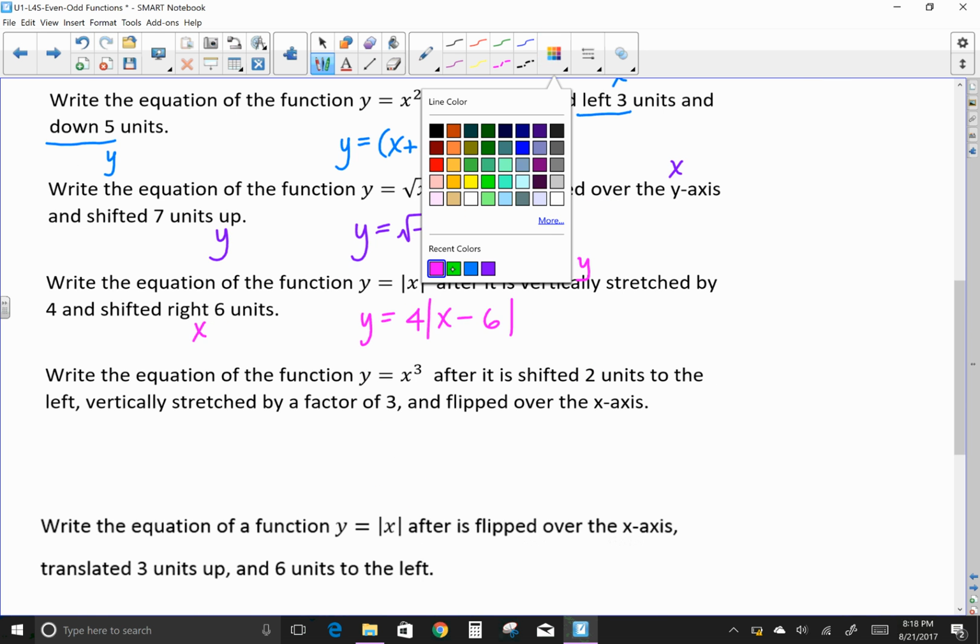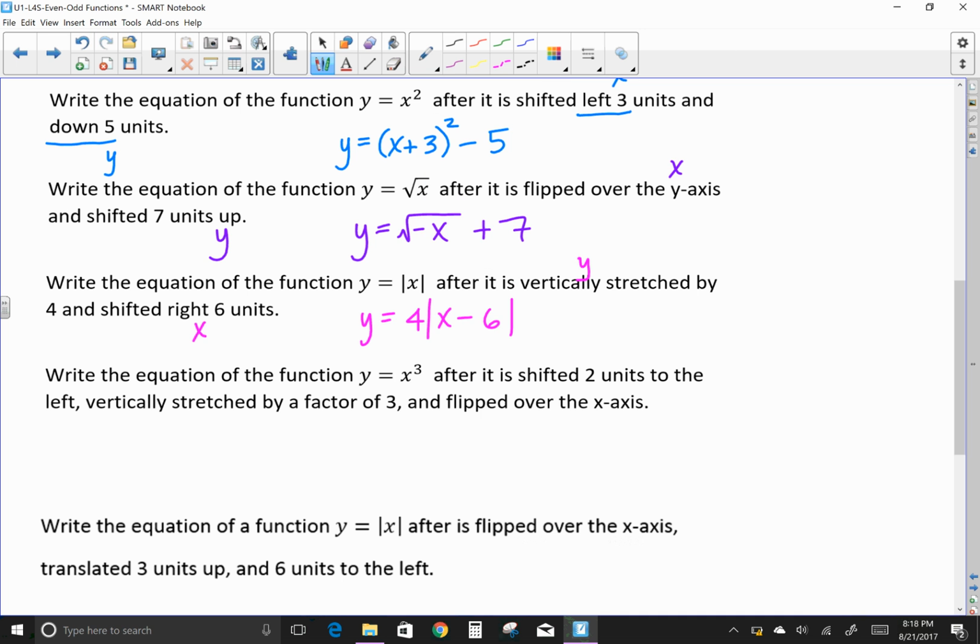All right, let's look at the next one. Write the equation of the function y equals x cubed after it is shifted 2 units to the left. Left is affecting x. Vertically stretched by a factor of 3, that's the y. And flipped over the x-axis. Again, if it's flipping over the x, it affects the y.